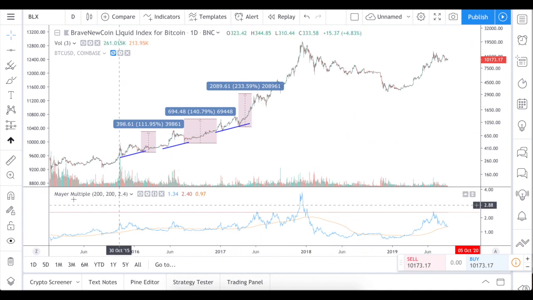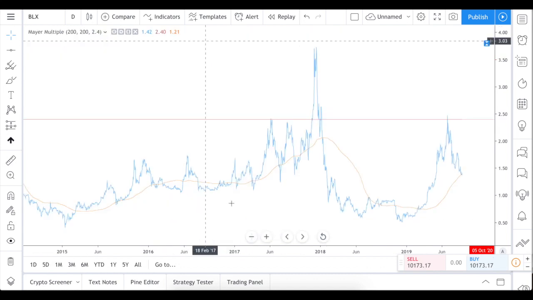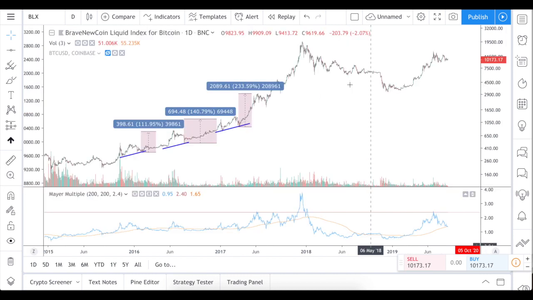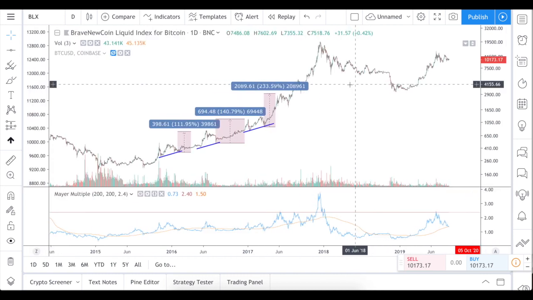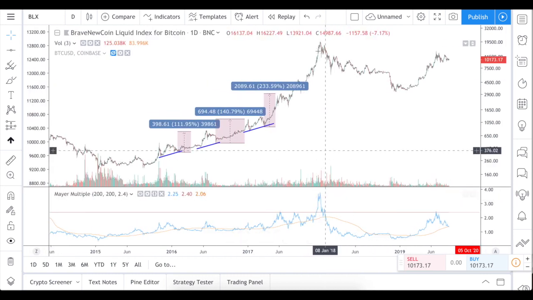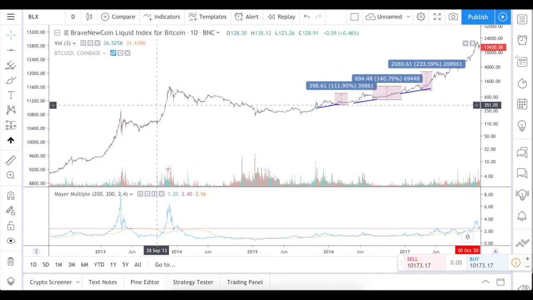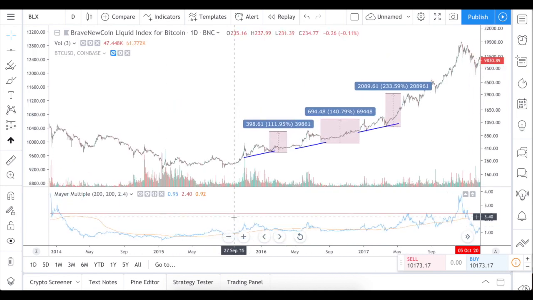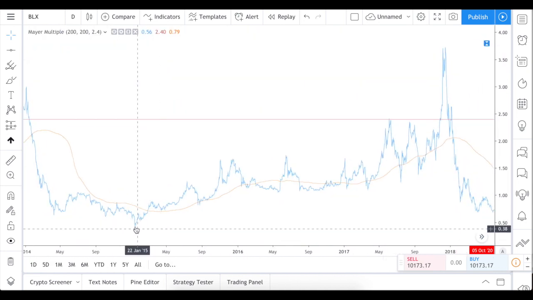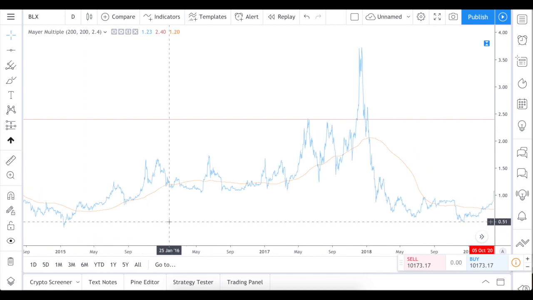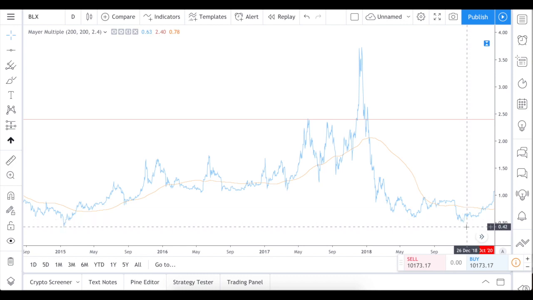So the first one is the Meyer Multiple. This is basically the price of Bitcoin divided by the 200 days moving average, and the interesting thing is that it had a nice correlation with the highs of the global cycles of Bitcoin, and the previous ones as well. Moreover, it even almost predicted the bottom in 2015, you see here, and almost on the same level in December 18th, so we could pretty much buy around this point. It didn't go that low though, but still.